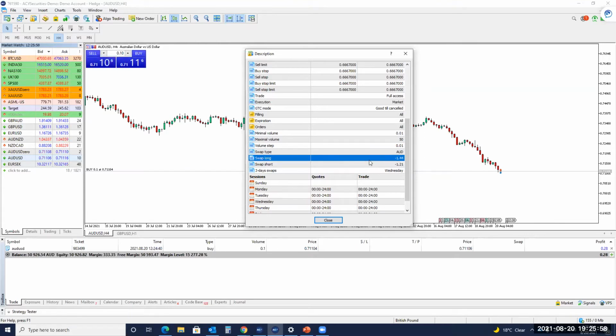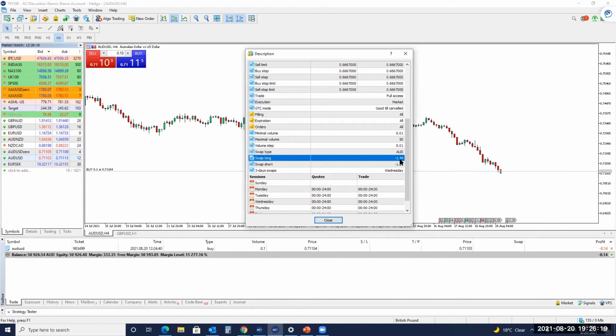So as mentioned, for long we're buying, for short we're selling. As the market's going higher and we're long, we are going to incur a $1.44 AUD swap charge on a daily basis on one standard lot. That's equivalent to 100,000 in base units.